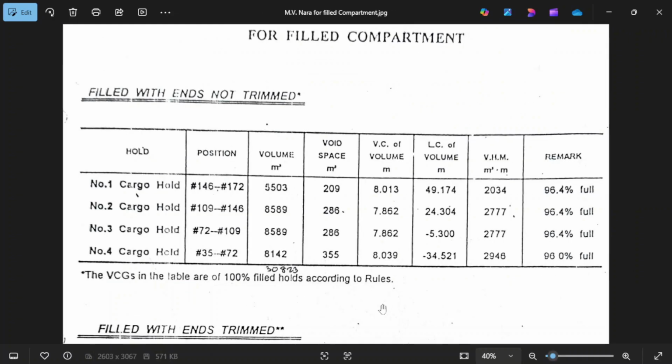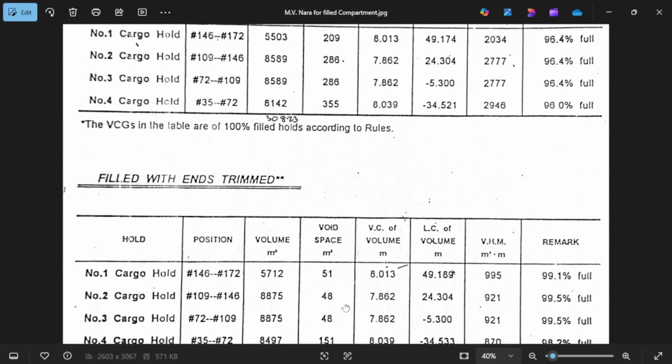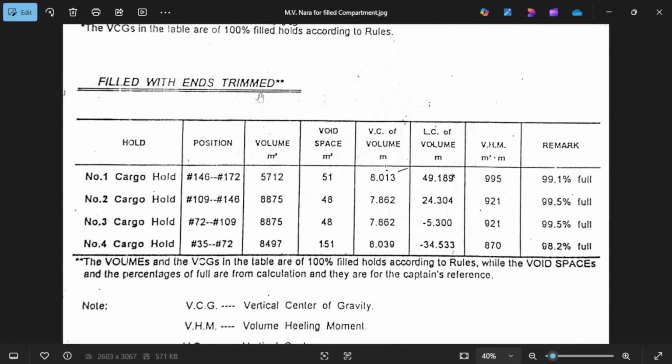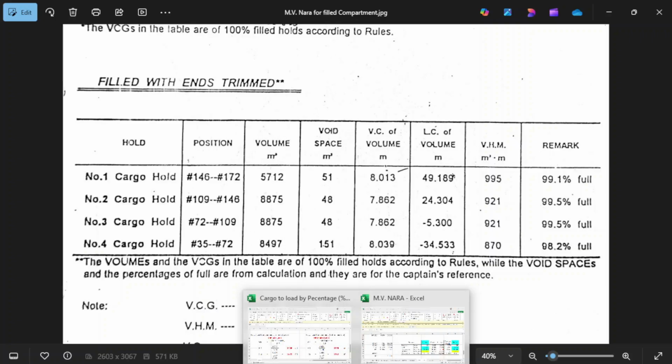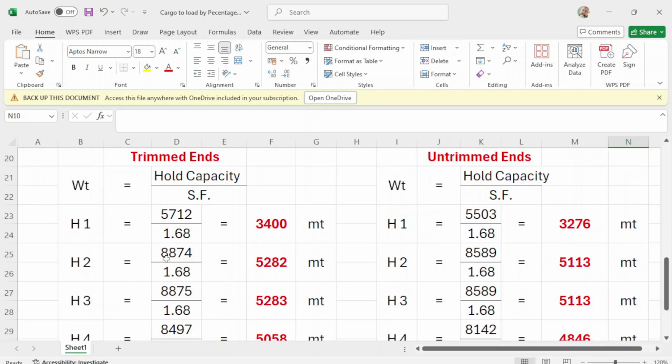we have a table for the trim. This is trim vessels, okay? So filled with ends trim. So the volume of each hold is 5712 in hold number 1, and hold number 2 is 8875. The hold number 3 is 8875, and number 4 is 8497. So by computation, this is one. Okay. So if it is trim, number 1 is 5712.